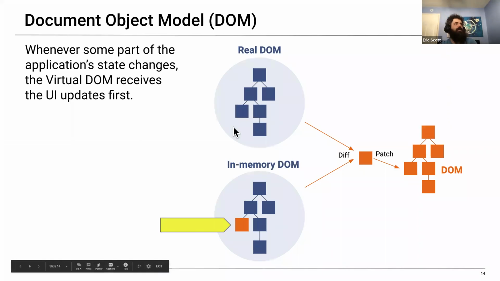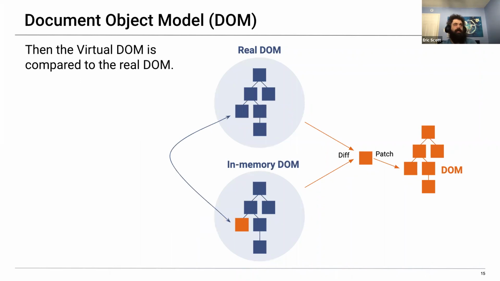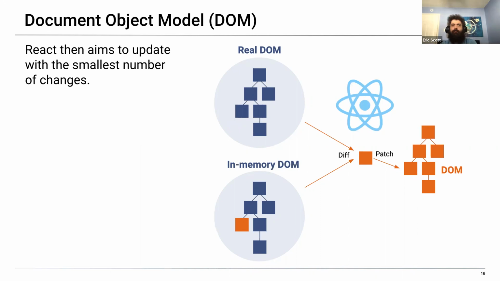So whenever some part of the application changes, the virtual DOM gets that change first. It gets compared to what that looks like in the real DOM, and then React patches that for us. So we don't have to worry about any of that process. We just have to worry about saying, hey, with React, this is what it should look like at the end of that.